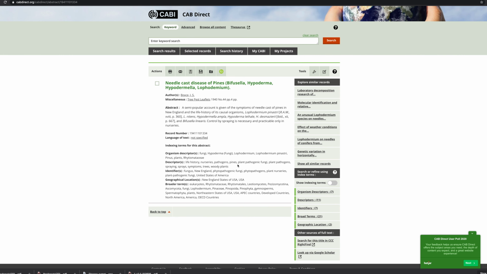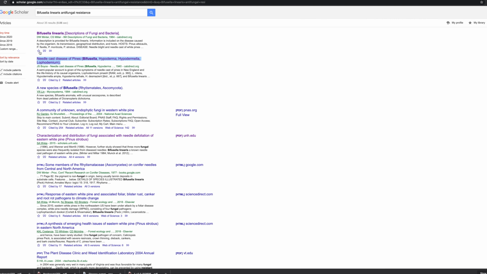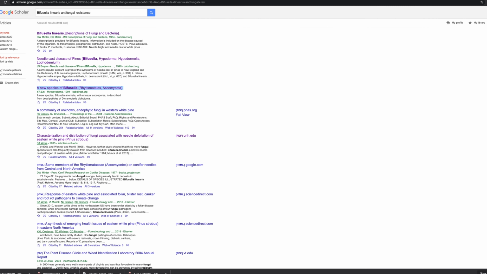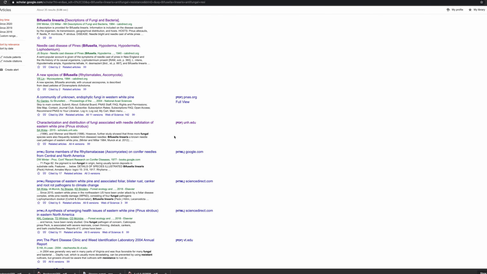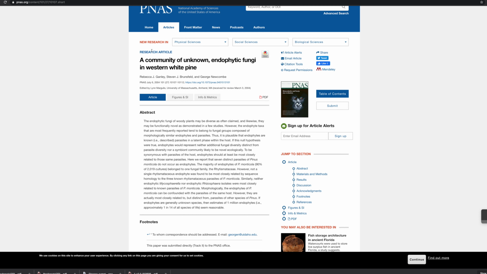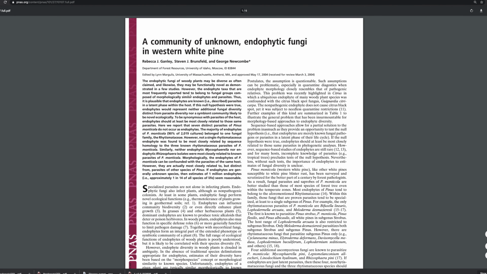So we don't need this reference. We're gonna go to the next one, and it's talking about another species, not our species. So we'll go to the next one. Okay, a community of unknown endophytic fungi in western white pine. So we're gonna read very briefly the abstract just to make sure what this is about.